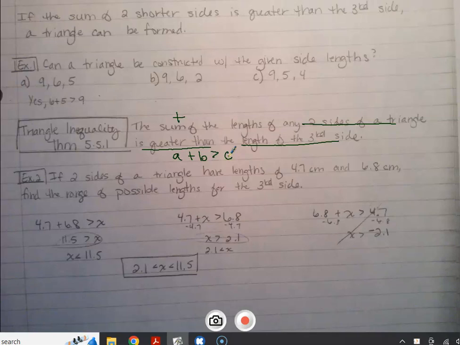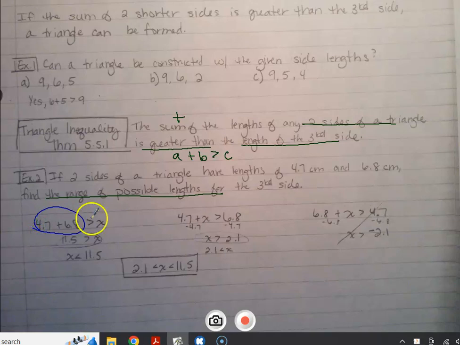Okay. So example 2, if 2 sides of a triangle have lengths of 4.7 centimeters and 6.8 centimeters. This one is like that objective. We said we're going to find the range of possible lengths. So that's what we're going to do here for that third side. So in order to find that range, we're going to add those two sides together.